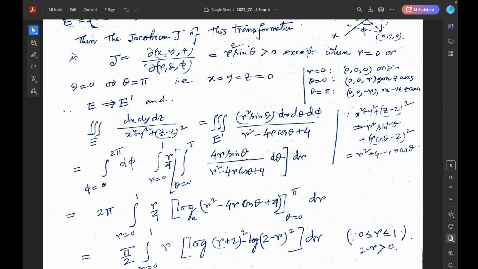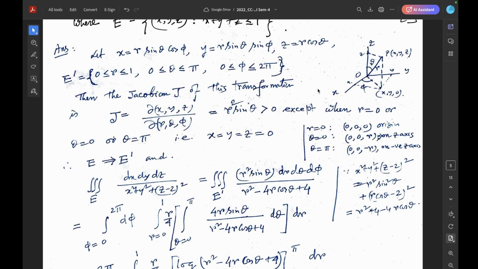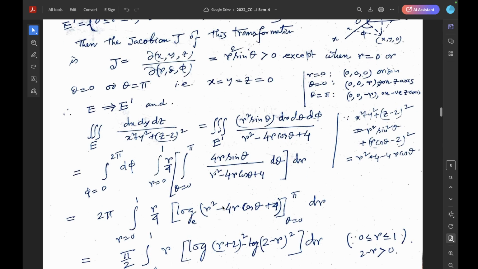So phi goes from 0 to twice pi, and r goes from 0 to 1, the unit radius of the sphere. And theta goes from 0 to pi: when theta equal to 0, it is the positive z axis, and when theta equal to pi, it is the negative z axis. Then phi goes from 0, which is the x axis, to twice pi, moving in the anticlockwise sense and returning to the x axis.